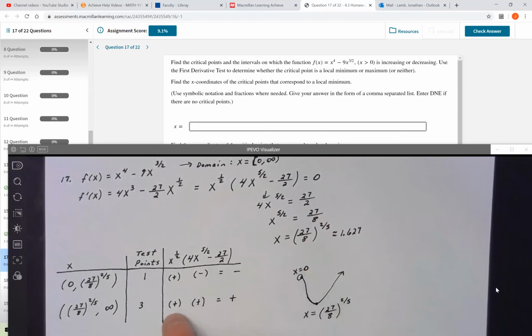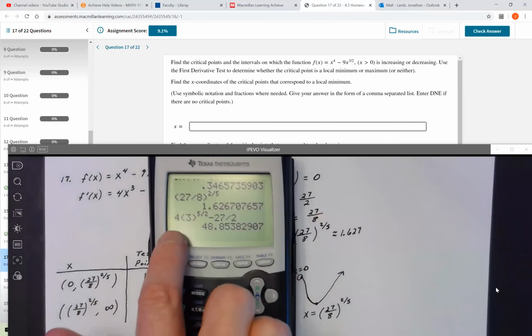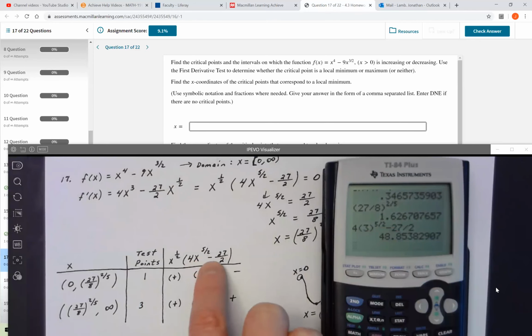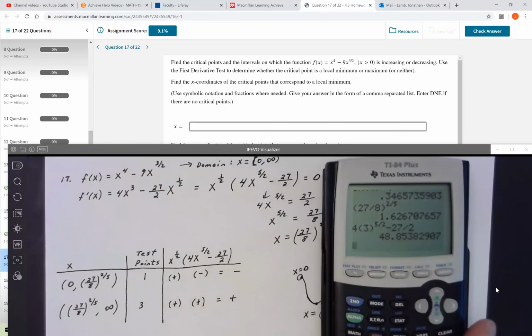And then at that critical point, I needed to test what happened beyond it. So I plugged in a 3. I know 3 to the 1/2 power is positive. It's a little tricky to plug 3 into the second group. So again, I let my calculator assist with that. 4 times 3 to the 5 over 2 power minus 27 over 2. Notice it gave me a positive 48.853.